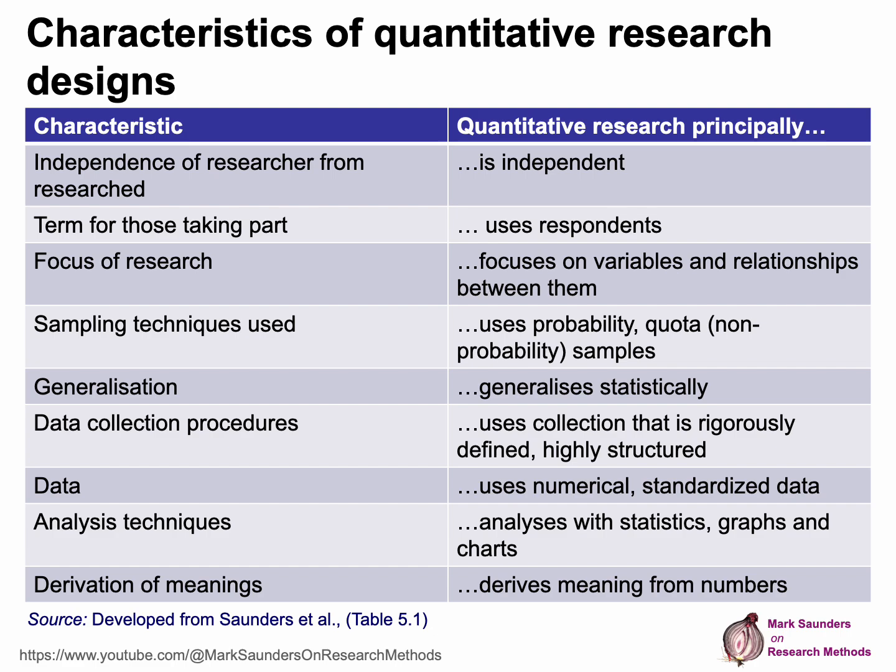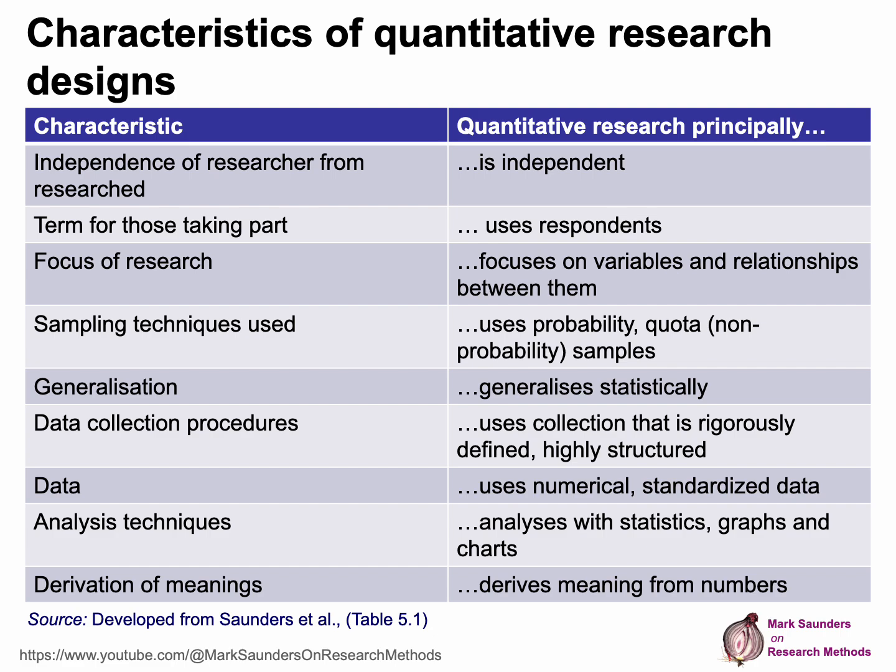The characteristics of quantitative research designs can be considered in a number of ways, but probably the most useful is to just run through this table and actually talk it through. First of all, within quantitative research, you as researcher are considered to be independent of what you're researching. So you are not part of what you're researching, it's as a distanced observer collecting data and so on. The people you're collecting data from are called respondents, and your research focuses on variables and understanding the relationships between those variables.